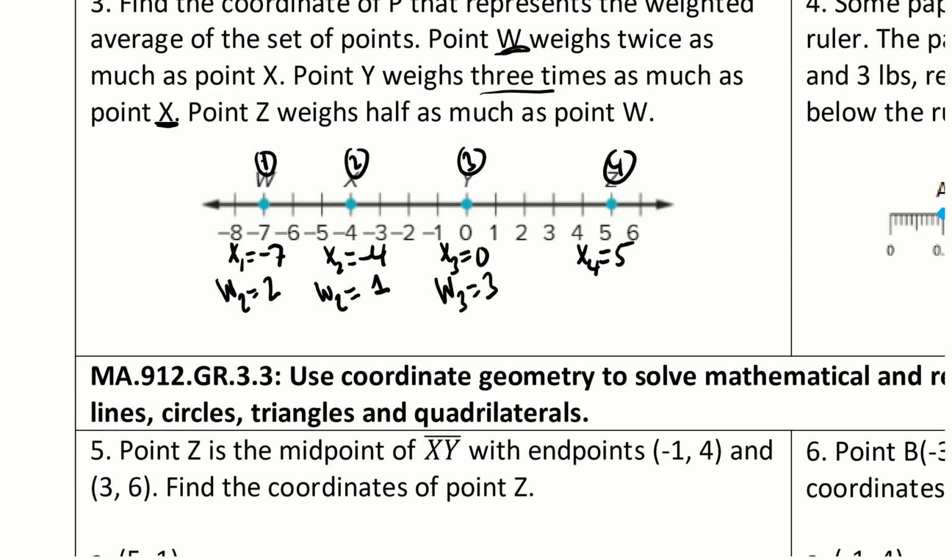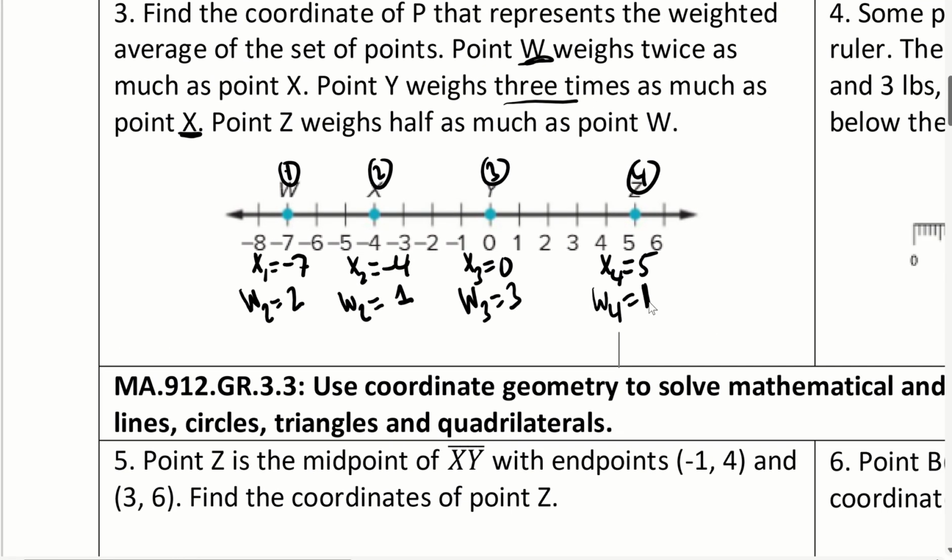3 times 1. Now it says Z is half as much as W. Okay, so Z here weighs half as much as W. Well, what's point W? Well, W is 2, right? So then half of 2 is 1, right? So therefore, Z has a weight of 1. All right, hopefully that makes sense.